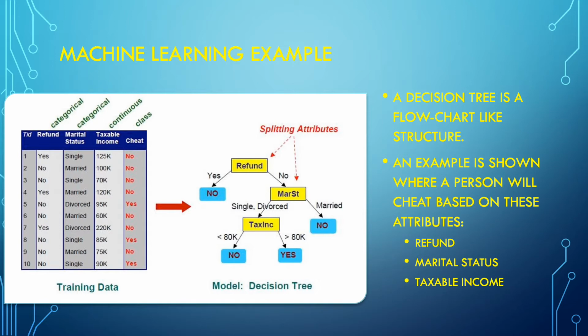Here is an example of a decision tree relating to our focus of machine learning. For example, if you want to predict whether a person cheats based on the attributes of refund, marital status, and taxable income, you can with this tree. The decision tree helps us choose which attribute is the most important. Then we make a prediction on whether or not that person will cheat.